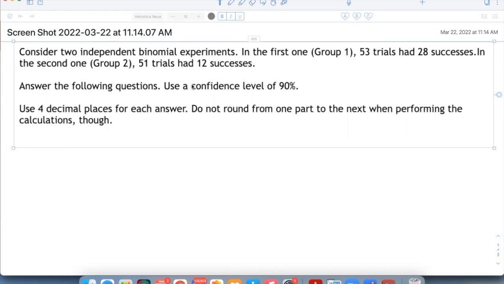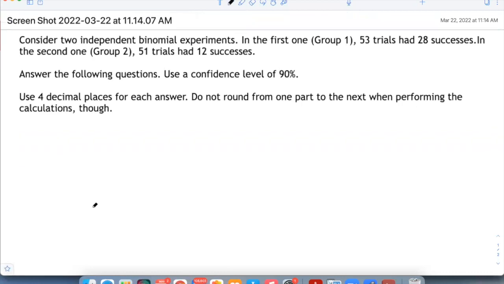Next, we got to decide how many groups do we have? Do we just have one group or two groups? I mean, this is obviously, we've literally labeled them group 1 and group 2. So this is a 2-prop interval. They're all going to be prop. We know it's an interval because it says confidence interval, confidence right there. We know it's 2 because we literally have 2 groups.